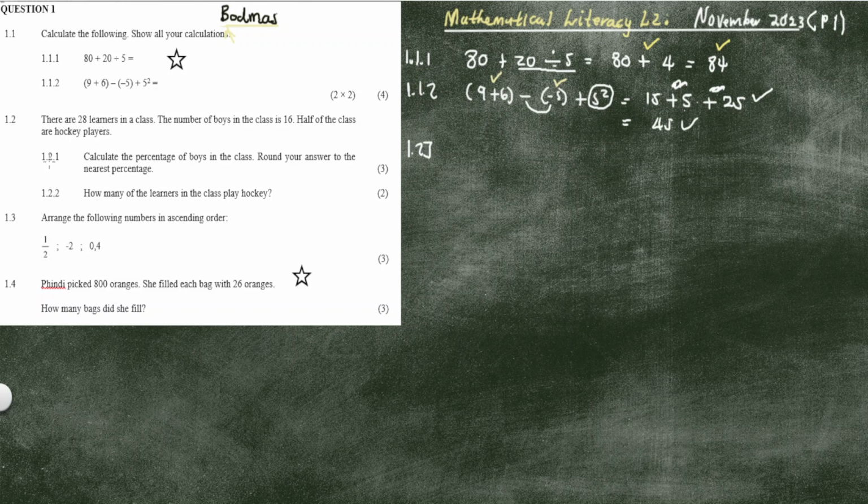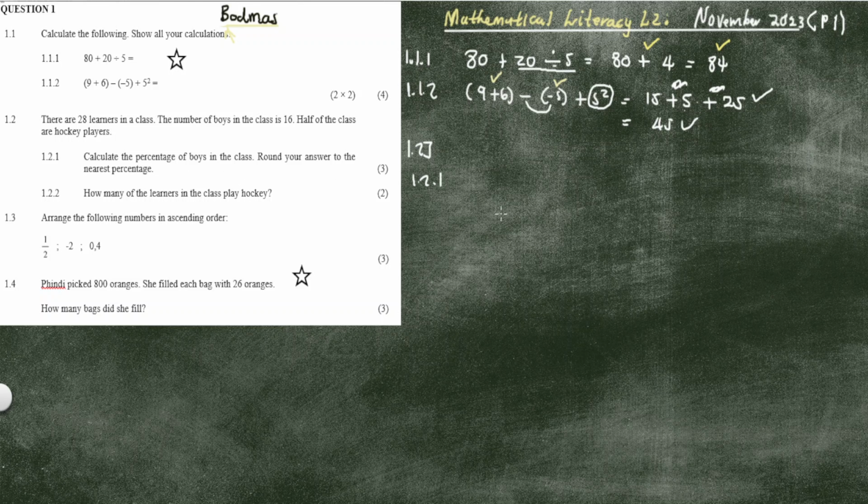Now 1.2: there are 28 learners in a class. The number of boys in the class is 16. Half of the class are hockey players. So in a classroom, we are given a total of 28 learners. We are also told that the boys in the class are 16 and half of the class are hockey players. For the first question, they want us to calculate the percentage of boys in the class, and then round off our answer to the nearest percentage.